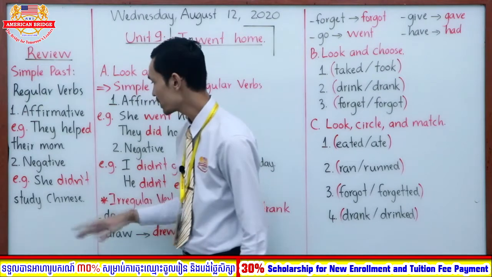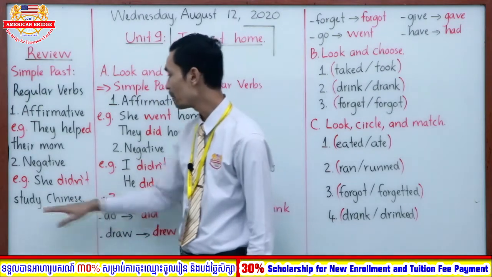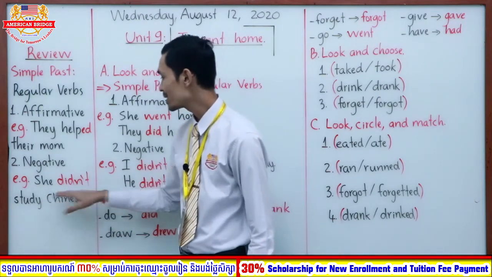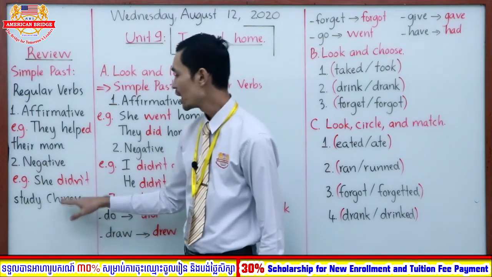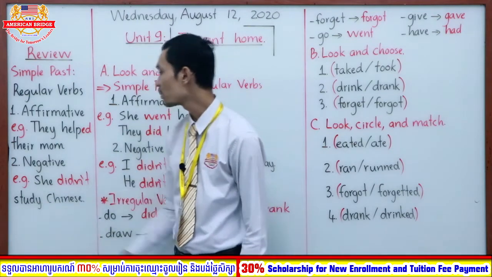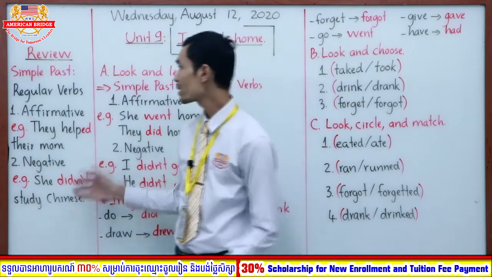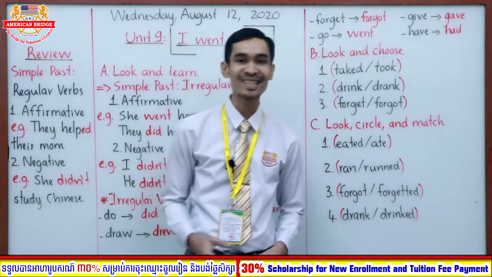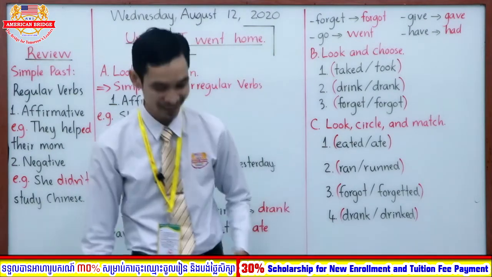This is negative. In negative we use didn't plus the base form of the verb, right? She didn't study Chinese. So we use didn't plus the base form of the verb. Now we finish our review part. Let's continue our lesson today.